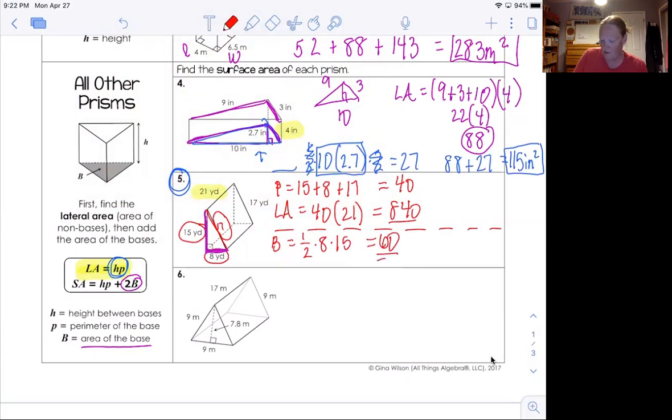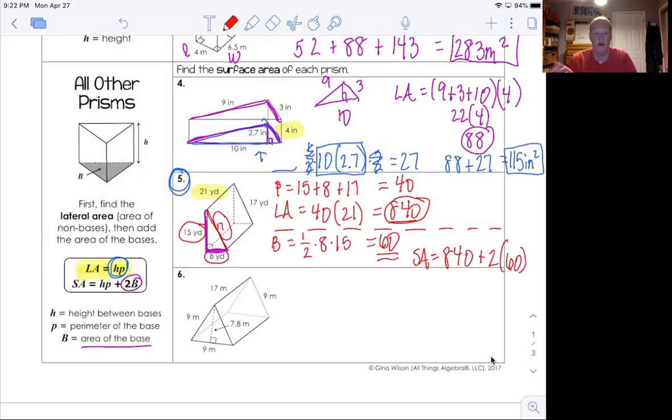Okay, I like this organization better. Now what I'm going to do is plug it into the formula. So surface area equals the lateral area, which I found right here, 840, plus 2 of the bases, so 2 times 60. Okay, I like that better.